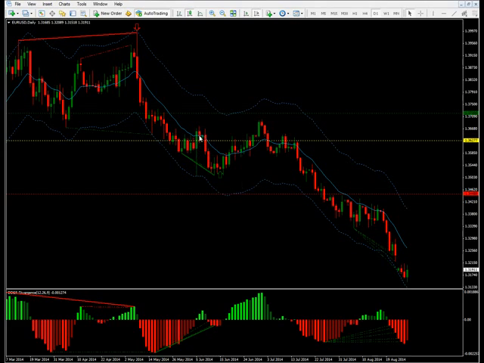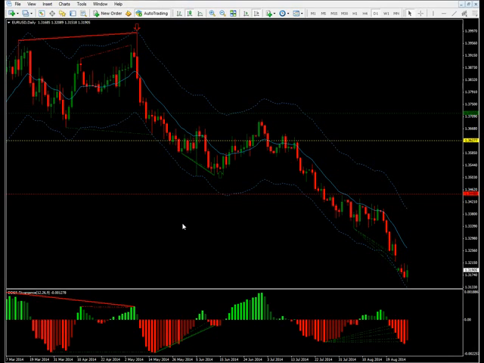The market pushed up a little bit and then dropped back down. And you can see that the histogram lines are fairly small. So the strength of this trend is a lot less than this one, and that tells us that the overall downtrend is weakening.